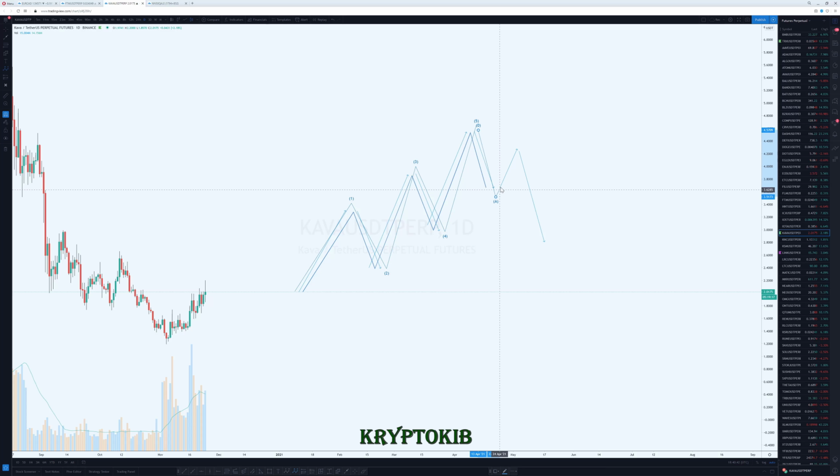Which means here you have 0 to A to B to C of this entire move. This entire move then becomes your 1, and this C becomes your 2. Then you have another move 3, another move 4, then 5 upward anywhere.